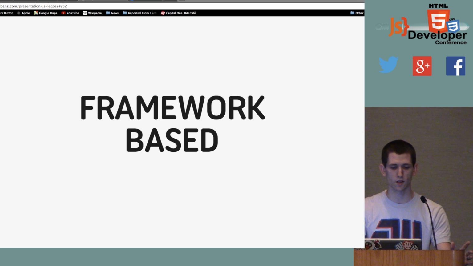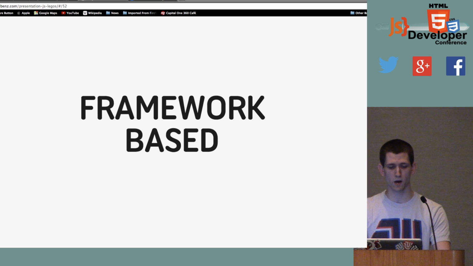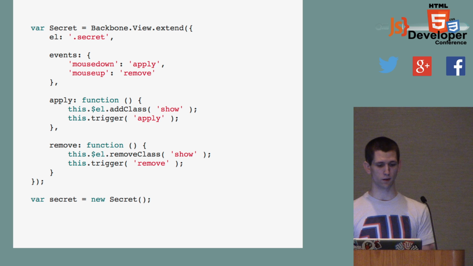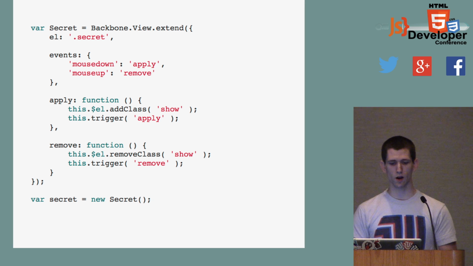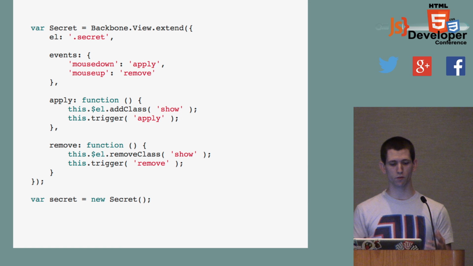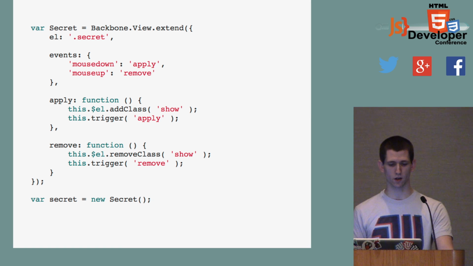So just a quick example of a framework-based version of this same component, and we'll talk about why it's good, why it's bad. So here is a Backbone view that I wrote that does the exact same thing. Here I'm actually creating a class, the Backbone way. So I'm creating a view class. Later on, I'll instantiate it. And I'm setting some properties on it.